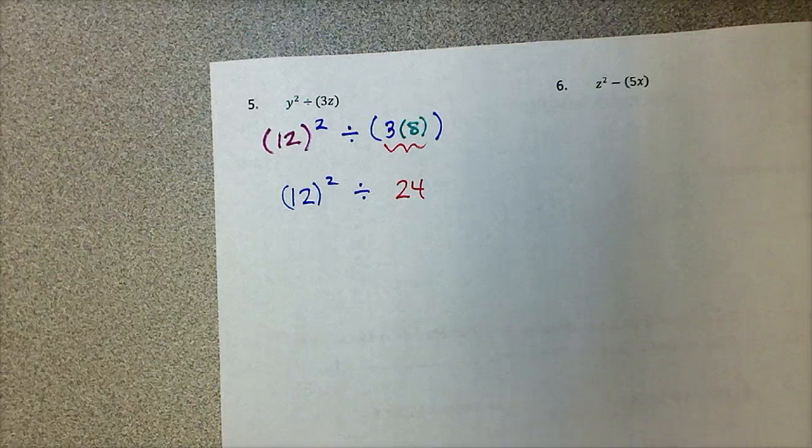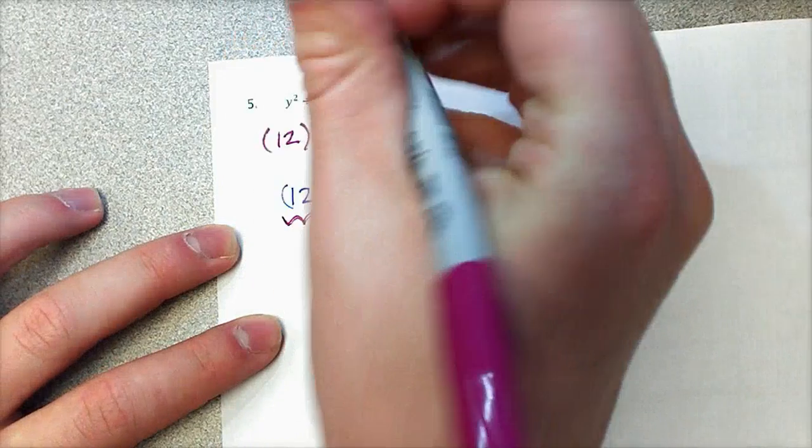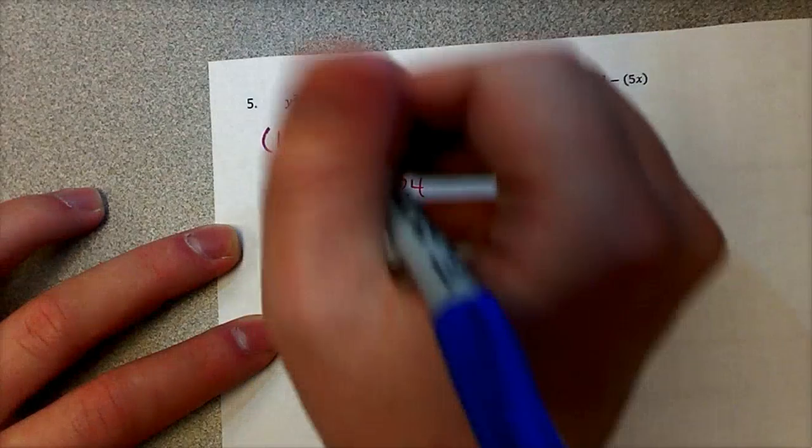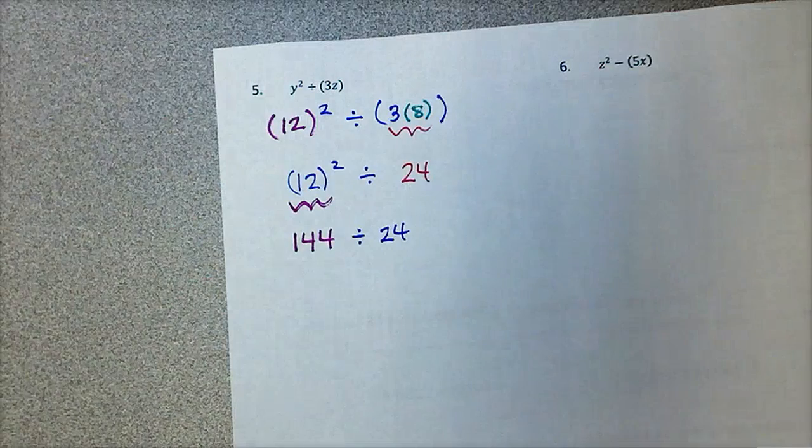Next in order of operations is the E. Please excuse my dear Aunt Sally. So E stands for exponents. So I need to do my 12 squared. 12 squared is 12 times 12, which is 144. So this becomes 144 divided by 24.